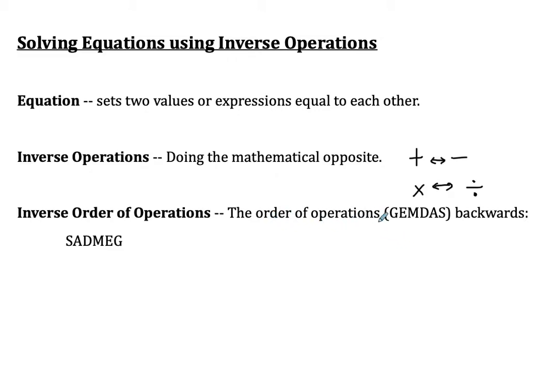So if you're working through GEMDAS to go forward, backwards, the order of operations is SADMEG, where S and A are subtraction and addition, which are inverses. D and M are division and multiplication, which are inverses. And then we have exponents and grouping, which we will actually deal with later on in our solving. So I'm not super concerned about those right now. So we'll talk about those more in the future.